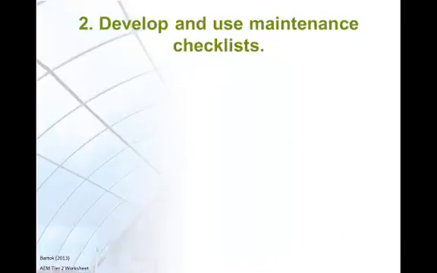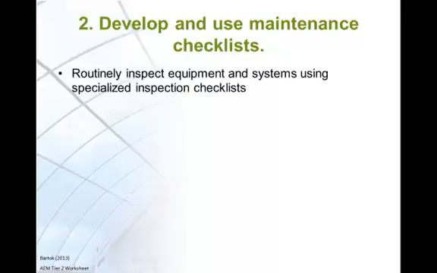Objective 2 is to construct and use maintenance checklists. Routinely inspect equipment and systems using specialized inspection checklists. The recommendation for a routine check is at least once a month. In the checklist include preventative maintenance. This includes the performance of all regularly scheduled maintenance for each piece of equipment operated in the greenhouse.